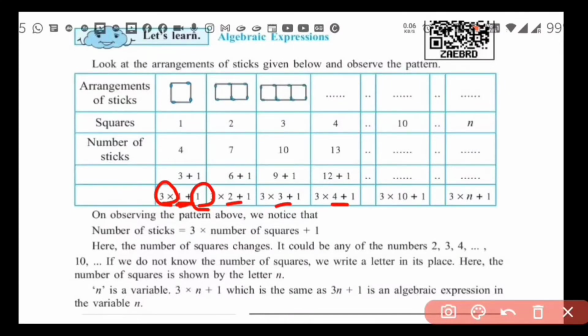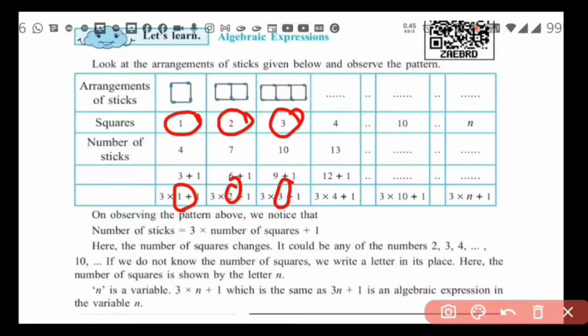So 3 into 1 plus 1, 3 into 2 plus 1, 3 into 3 plus 1, 3 into 4 plus 1, and then when there are 10 squares, we can write 3 into 10 plus 1. When there is 1 square, we write 3 into 1 plus 1. When there are 2 squares, 3 into 2 plus 1. When there are 3 squares, 3 into 3 plus 1. When there are 4 squares, 3 into 4 plus 1. Similarly, when there are 10 squares, we write 3 into 10 plus 1.